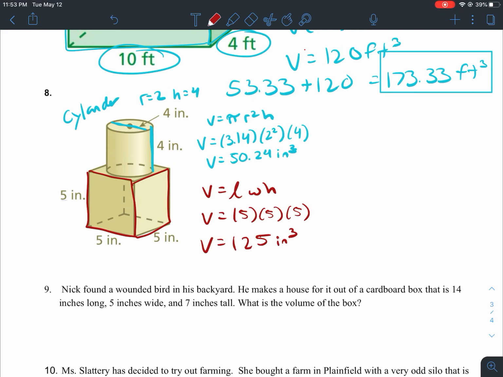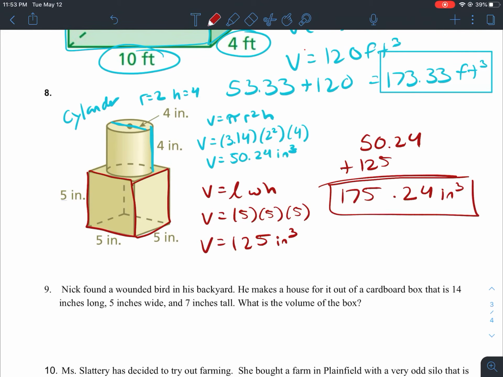So then for the volume of my entire figure, I'm going to do 50.24 plus 125, and I end up with 175.24 inches cubed.